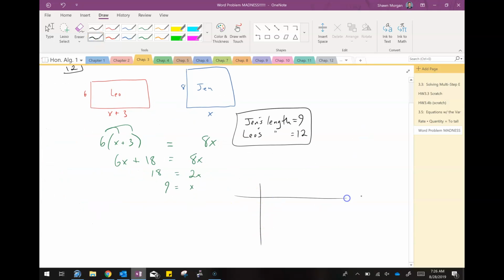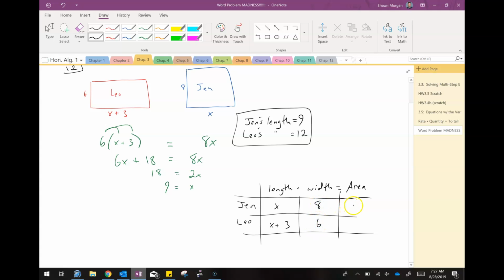We said yesterday, Leo, length times width equals area. We said yesterday that you organize the charts by sort of putting the border together. Well, there you go. The length of Jen's was x. The length of Leo's was x plus 3. We knew all of their widths. Jen's width was 8 and Leo's was 6. So you multiply from left to right, 8x. And then you multiply from left to right, 6x plus 18. And then what we were saying is that you would equate those two areas. The two areas are the same, so that's where we would have come up with that equation.